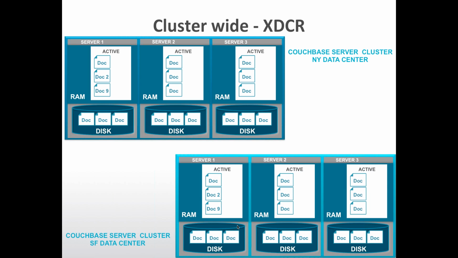All right, and then once the replicas get promoted, the cluster map has information about the active partitions and the replica partitions and where they live. And so the client will automatically then talk to the data that has now gotten promoted to active.